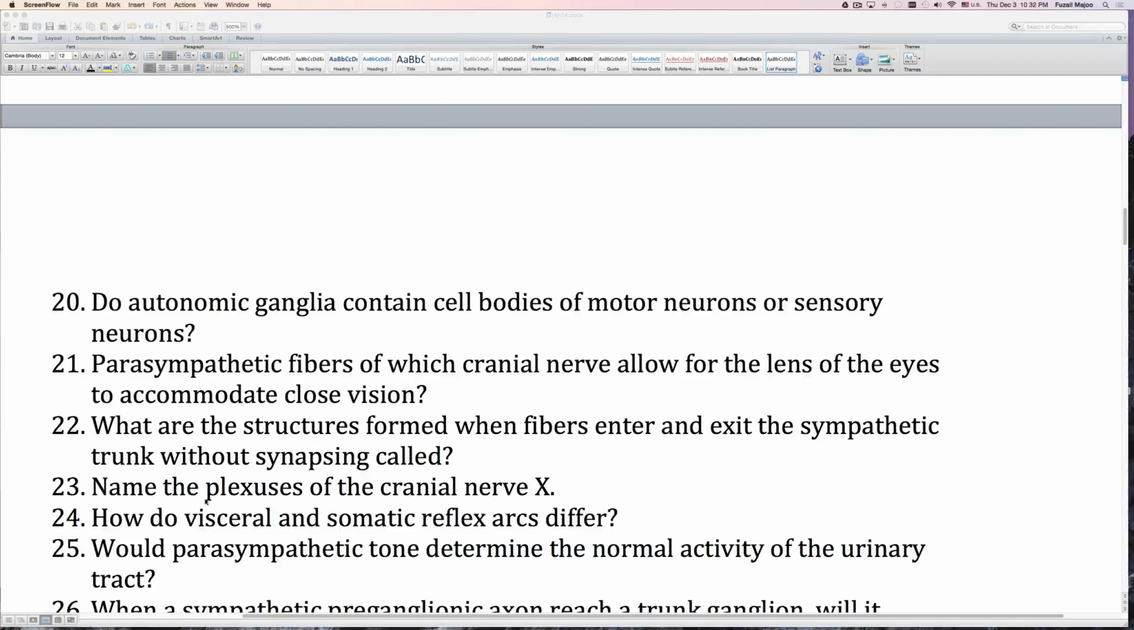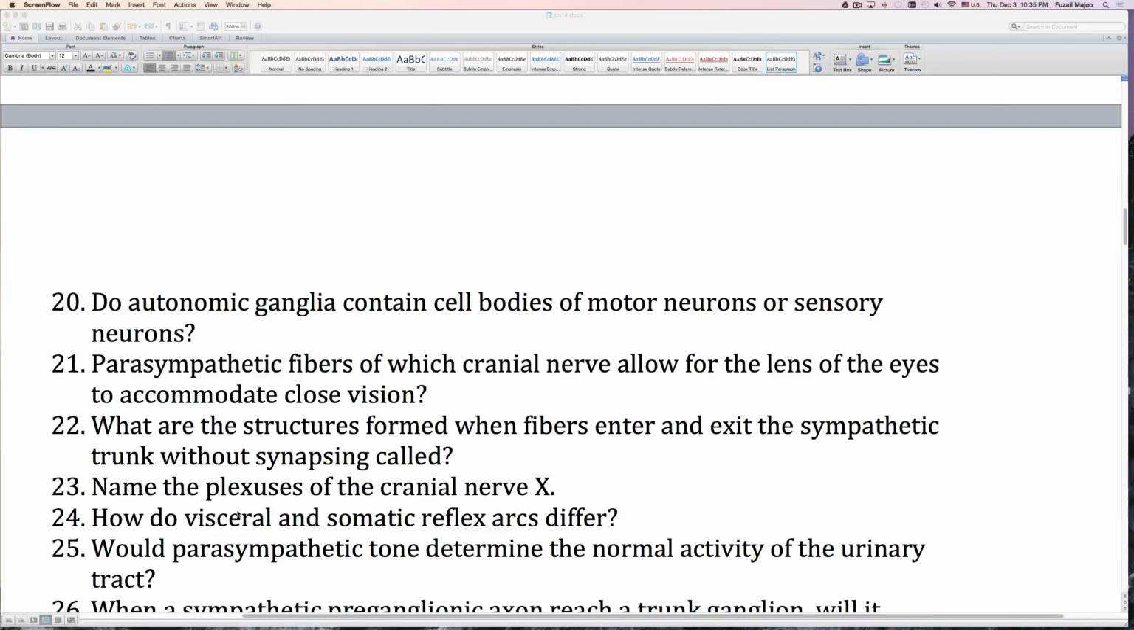Number 23. Name the plexuses of cranial nerve 10. So again, for this question, you should be able to know the name of cranial nerve 10, right? Also, this might have the name instead of cranial nerve number 10. It might say vagus nerve. So name the plexus of the vagus nerve.